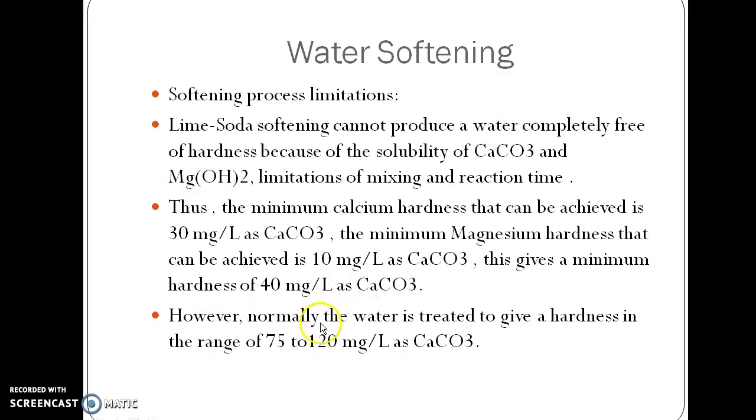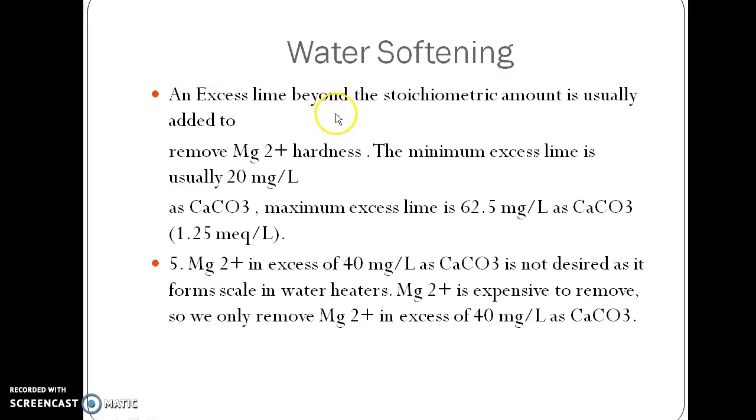However, normally the water is treated to give hardness in the range of 75 to 120 milligrams per liter as calcium carbonate, as an excess of lime beyond the stoichiometric amount is usually added to remove magnesium hardness. The minimum excess lime is usually 20 milligrams per liter as calcium carbonate. The maximum excess lime is 60 milligrams per liter as calcium carbonate, that is 1.25 milliequivalents per liter.